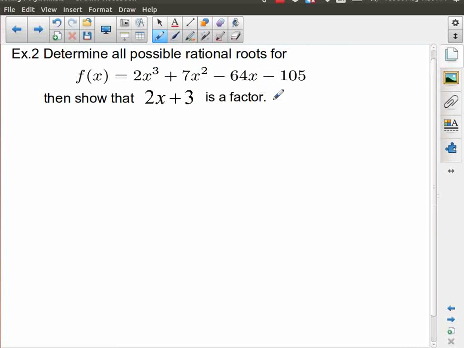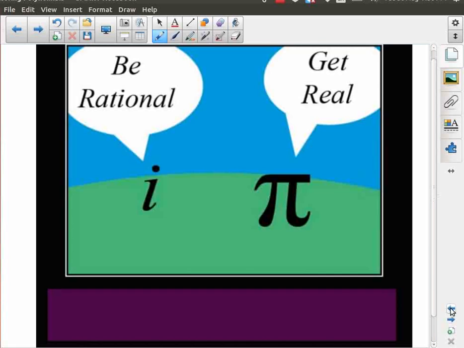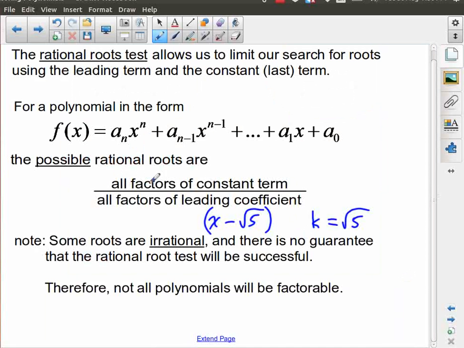So let's go ahead and do that same thing here. Now remember, the form of it is the factors of the constant term and the factors of the leading coefficient.